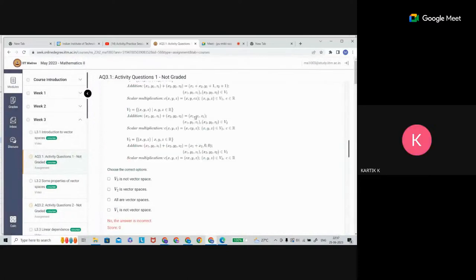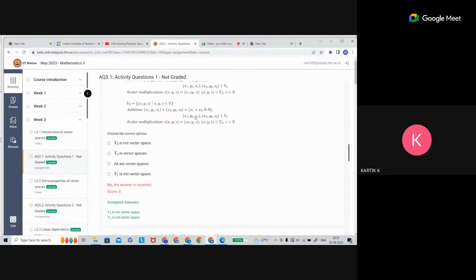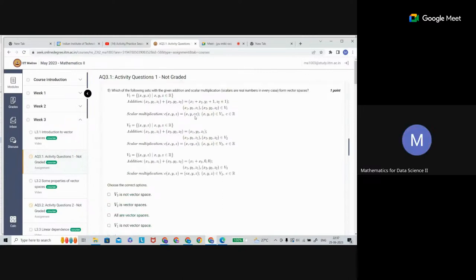Hey, by the way, just a quick question: does the professor mention the vector subspace during the first? No, it is in the tutorial. It is in the tutorial. The professor has missed the concept of subspace. Okay.